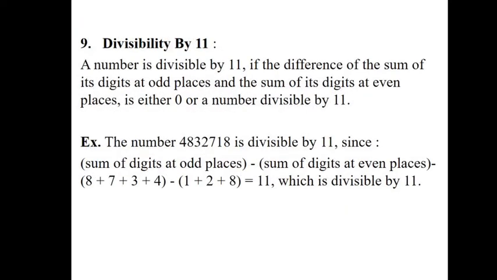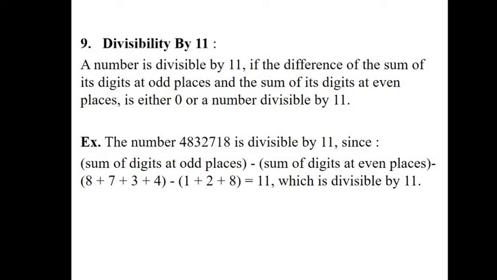Next, divisibility rule for 11. A number is divisible by 11 if the difference of the sums of the digits at odd places and at even places is either 0 or a number divisible by 11. So here we need to choose the odd place numbers and even place numbers separately. Here the number is given, so we go with the example.